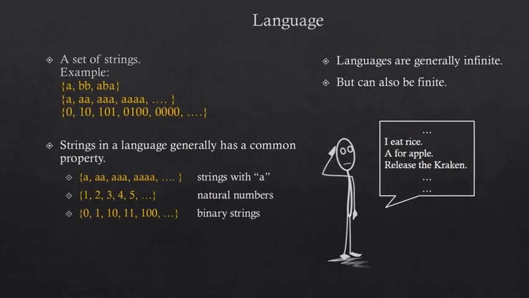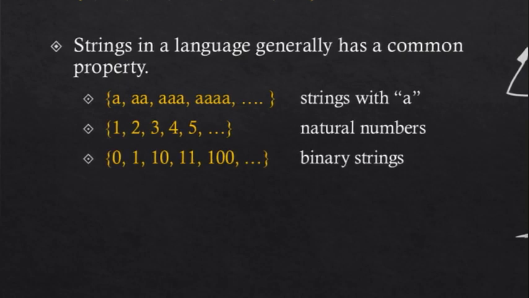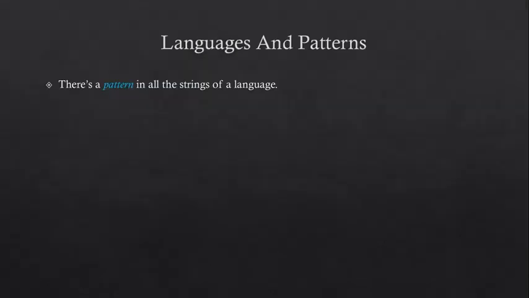Now, if you remember in one of our lectures, we said that the strings in a language have something in common, a common property. There is a pattern in all the strings of a language. For example, look at the first language here. There is a very obvious pattern. The strings start with a 1, and then what follows is any number of zeros. So if you have a 1 and a lot of zeros trailing it, you have a string of this language.